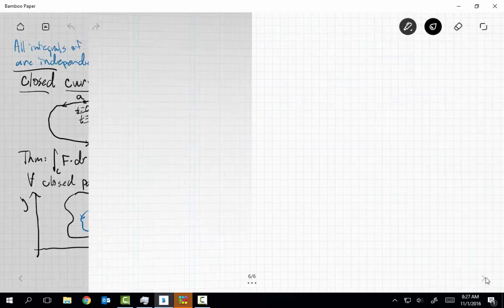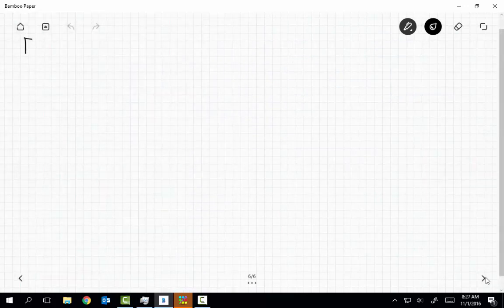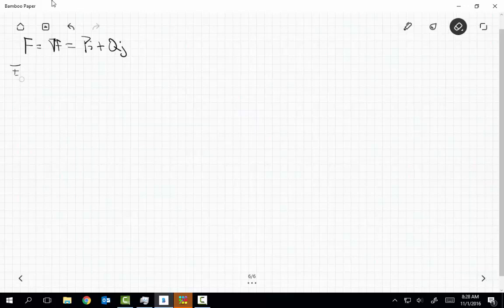Okay, so now we're officially begging the question: how do I know if F, a vector field, is conservative or not? Well, I need a tool, a mechanism, because if it's conservative, we know that this equals the gradient of f. Let's take an arbitrary two-dimensional vector field, let's call this Pi plus Qj. Let's start with: suppose F is conservative.